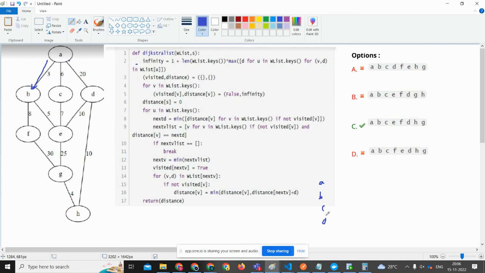So then from B we will see where all we can go. From B we can go to F and E. Among F and E, E is minimum, so we'll travel to E. But I think I'm going wrong somewhere, because E is not there in the correct sequence in the options. Why is that?